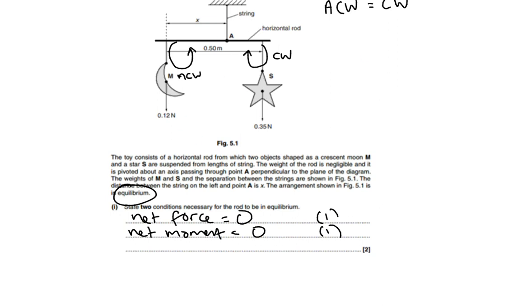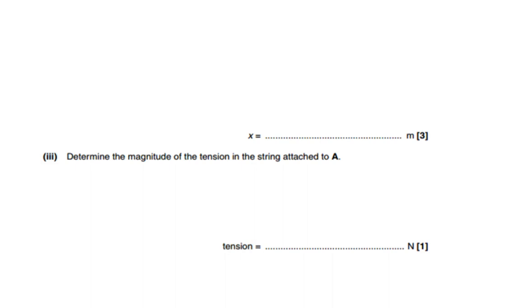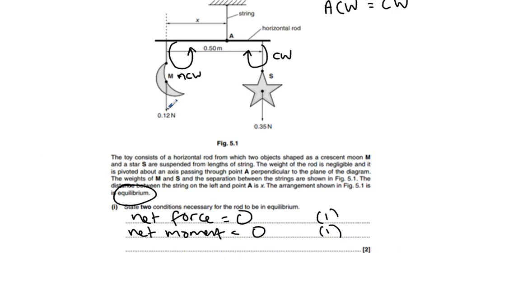Okay, so a moment, if you remember what we just said before, it's just the force times the perpendicular distance from the pivot to the line of action of the force. So let's set up an equation here. So we've said that the anti-clockwise moments equal the clockwise moments. What's the anti-clockwise moment? Well, there's only one, and it's the force, 0.12 newtons, times the perpendicular distance to the pivot, which is x.